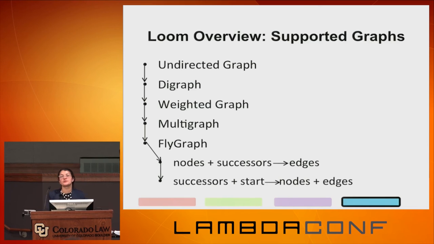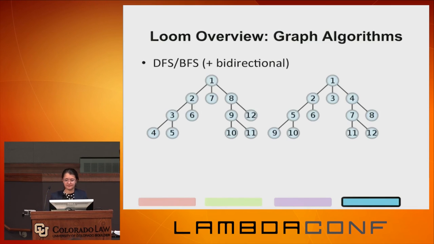So it also supports a variety of algorithms. It supports depth-first search and breadth-first search. On the left-hand side, you see the walk of the tree using depth-first search, where it first tries to go as deep as it can and then backtracks and explores the rest of the tree, whereas breadth-first search tries to explore each level of the tree one by one. And it also has a bidirectional breadth-first search implemented.